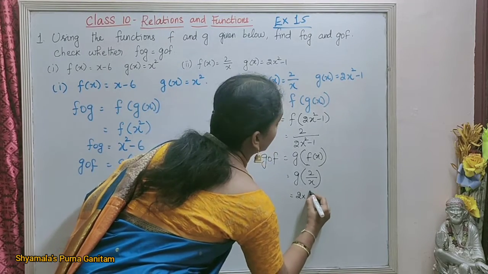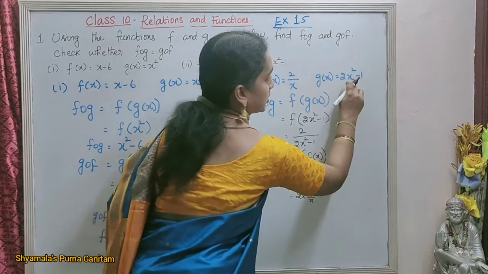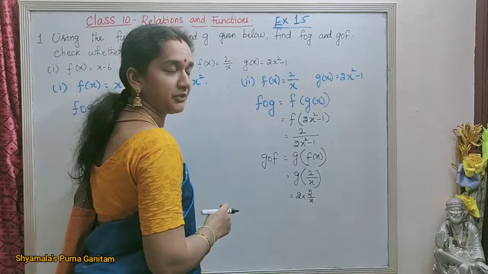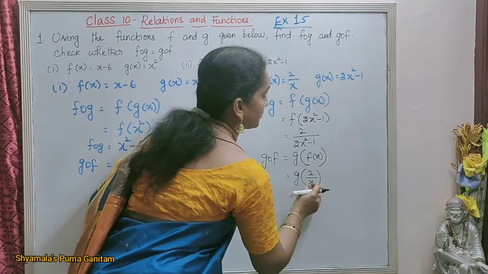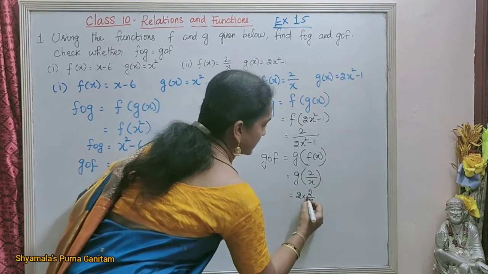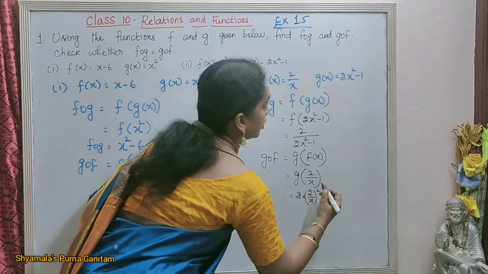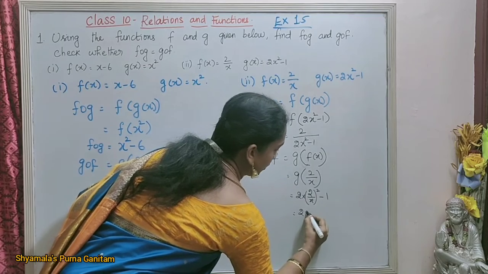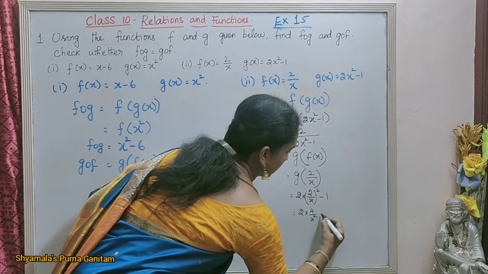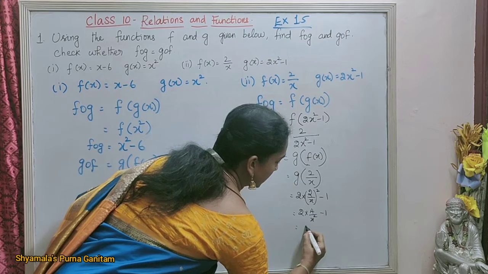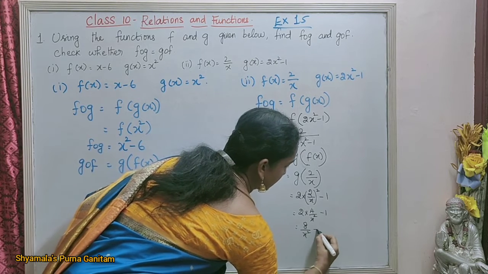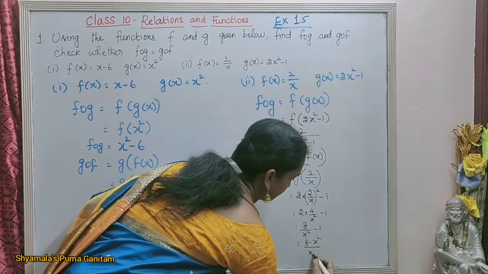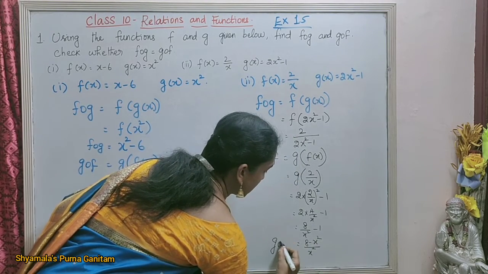So 2 into 2 by x the whole square. Wherever x is there in 2x squared minus 1 you have to write, that is, instead of x we are having 2 by x. So this one will be 2 into 2 by x the whole squared minus 1. Okay. So this is equal to 2 into 4 by x squared minus 1. So this one will be 8 by x squared minus 1. So 8 minus x squared by x squared. So this is g of f.